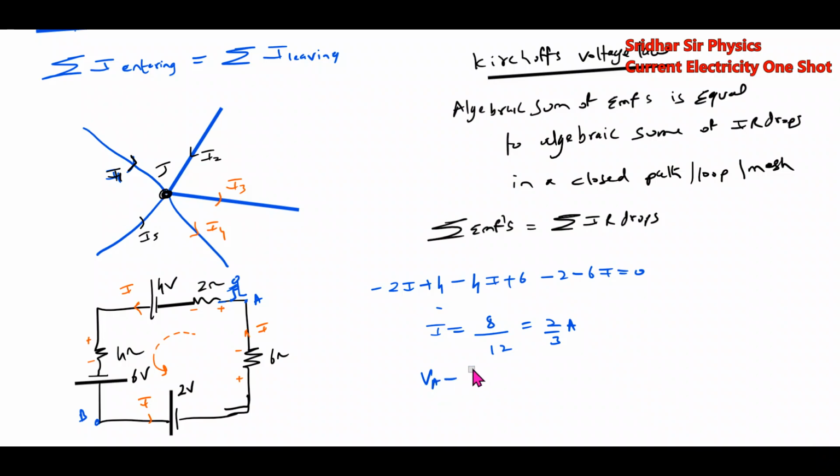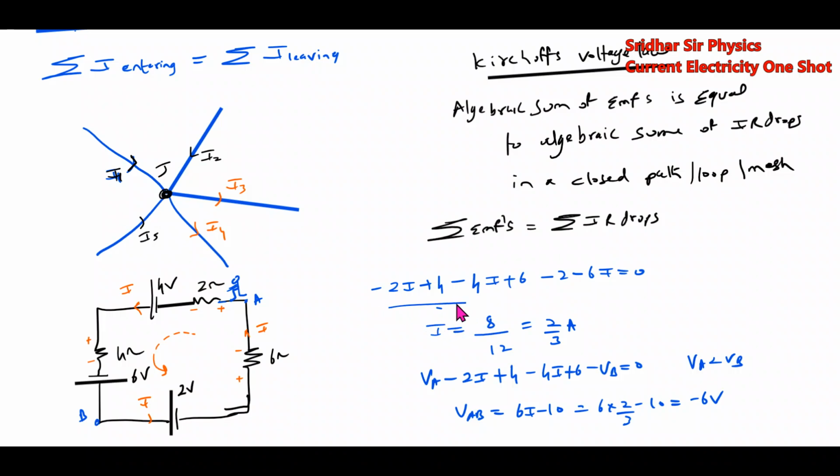VA, where you begin, should be positive. VA minus 2i plus 4 minus 4i plus 6 minus VB equals 0. So VAB is equal to 6i minus 10. 6 into 2 by 3 minus 10 is minus 6 volt. So this shows that VA is less than VB.